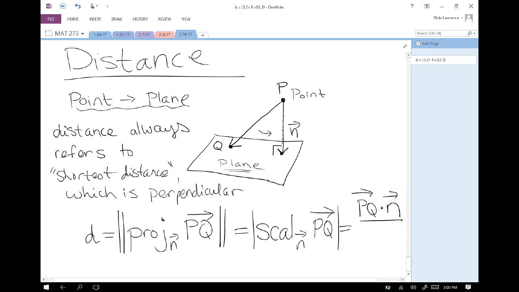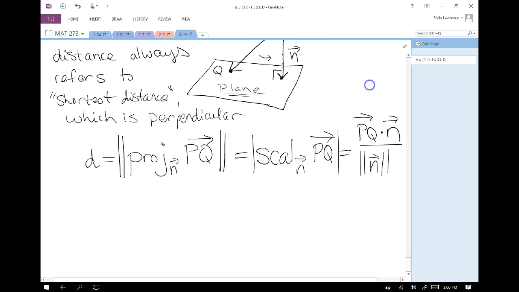And what was in the denominator? Just magnitude. Magnitude of which one? V, which is the one we were going onto. So here it's going to be N. It's always the one you're going onto. That's going to be the distance between P and the plane. So it's just pretty much the general form.